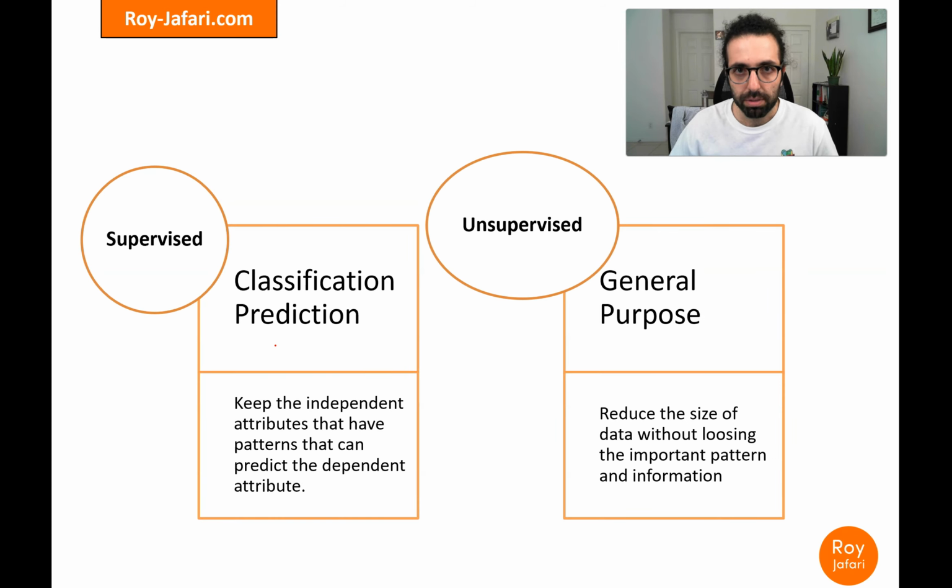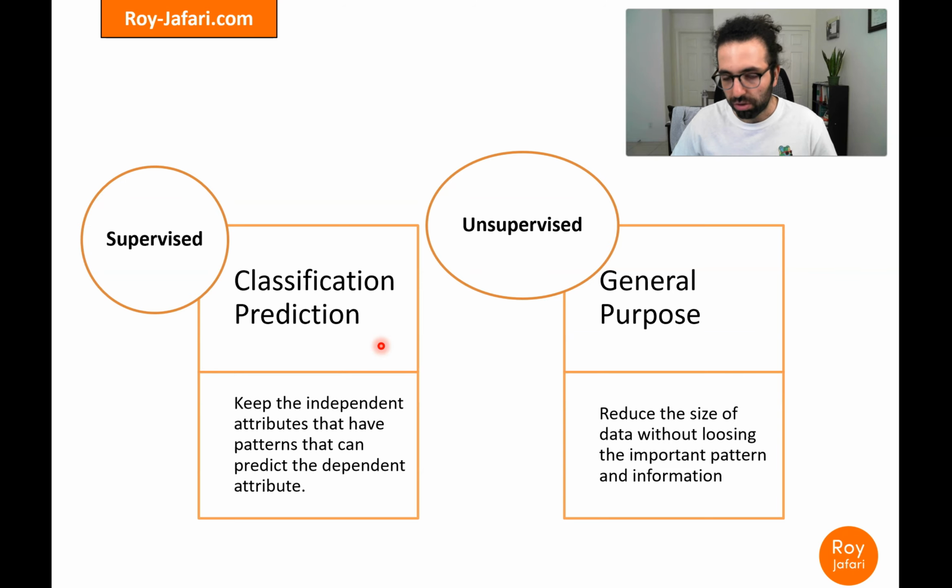So as we discussed, the difference between supervised and unsupervised dimension reduction is that supervised dimension reduction focuses on the classification and prediction task, and it is done to help these tasks' performance. Basically, wherever we have the connection between independent attributes and dependent attributes, and we want to predict or classify the dependent attribute the best possible way, we do supervised dimension reduction for that purpose.